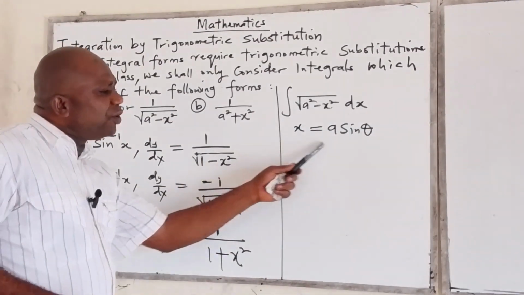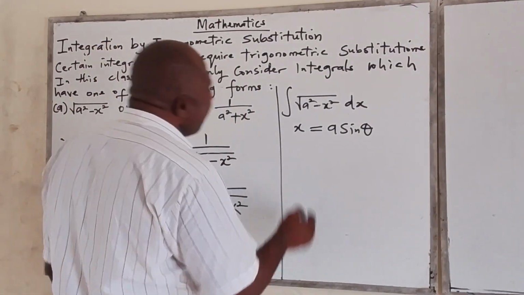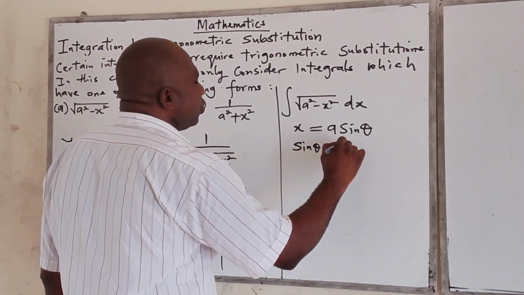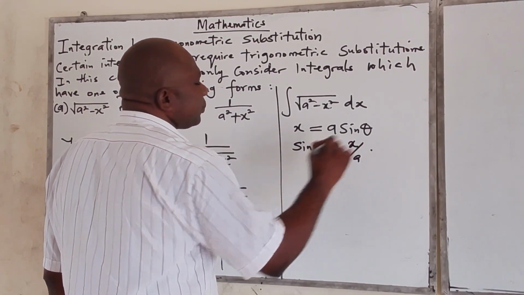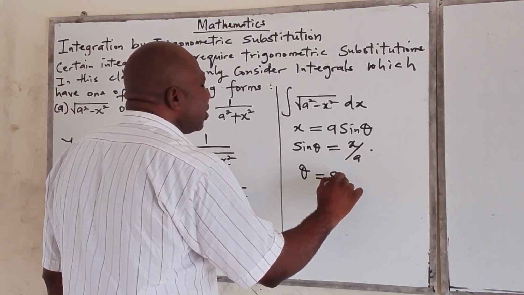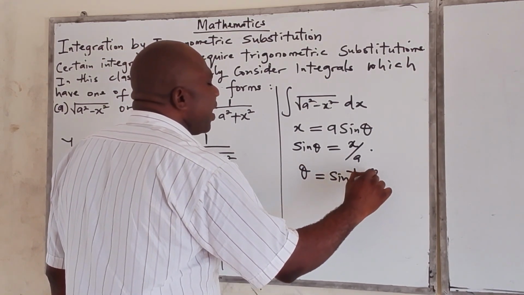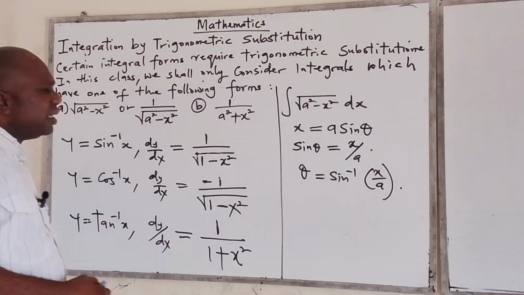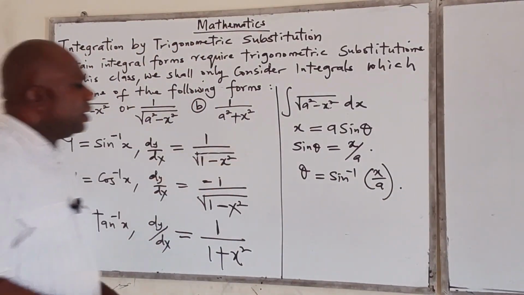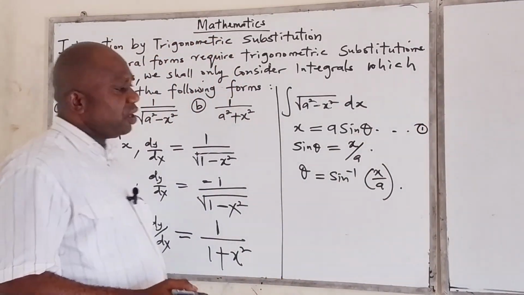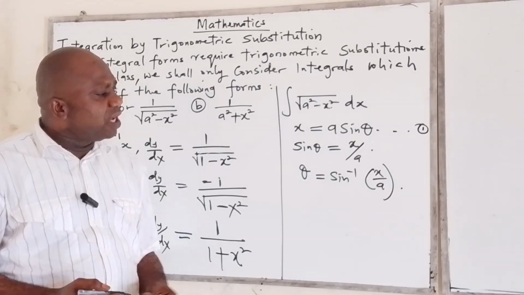Now, if x is equal to a sine theta, it therefore means that sine theta will be equal to x all over a. And theta itself will be equal to the sine inverse of x all over a. So that's theta. Let's call this equation 1: x is equal to a sine theta.